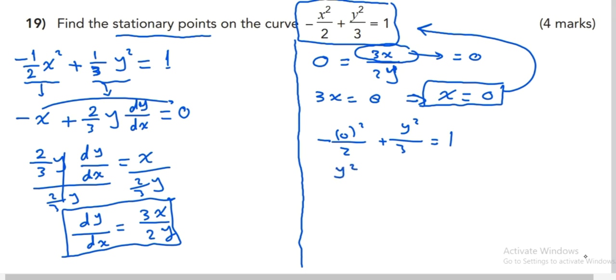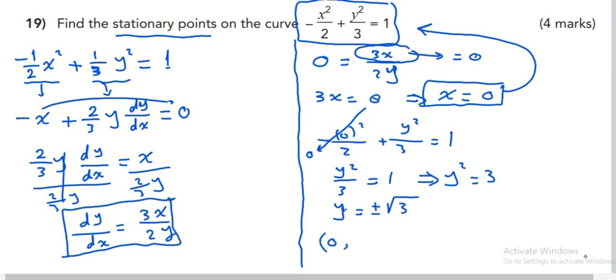Here y power 2 over 3 equals 1, because the x expression equals 0. So y power 2 equals 3. Take square root, and don't forget, as we said before, positive and negative. So here we have 2 points, 0 and root 3, 0 and negative root 3. Here we have two stationary points for this function.